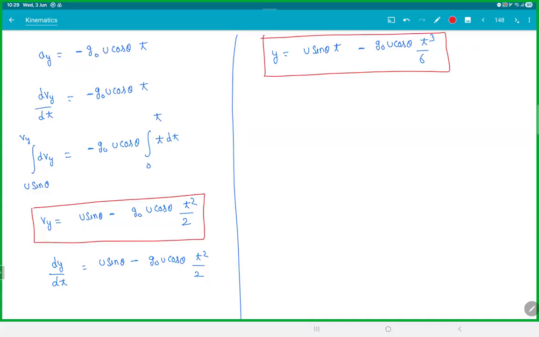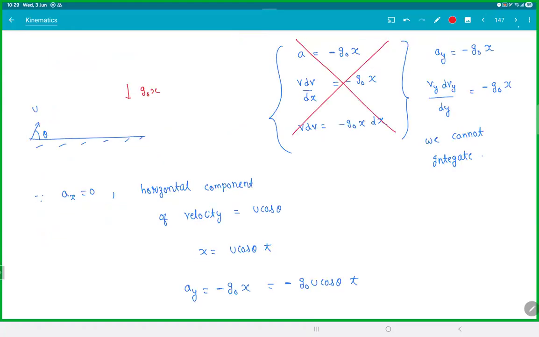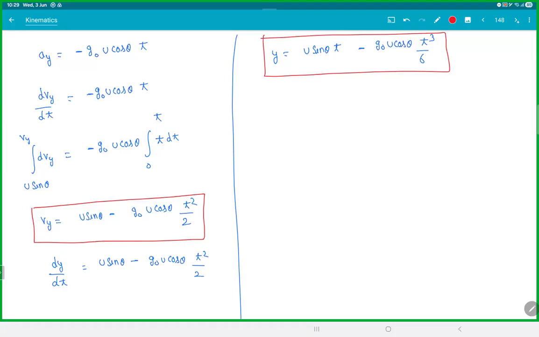Now what? I'll give you a minute more. Now what? How do you find h max, time of flight and range from here? So the main thing is that you need to get your x in terms of time, and once you got that, then things will start moving.